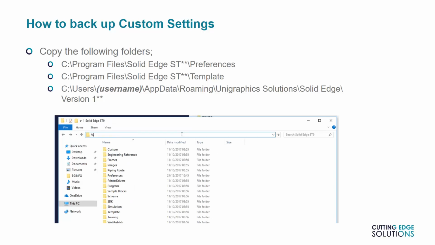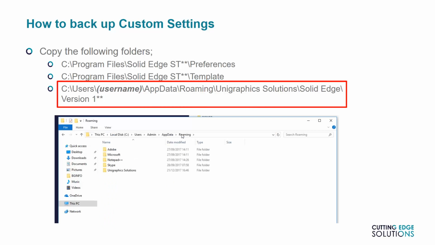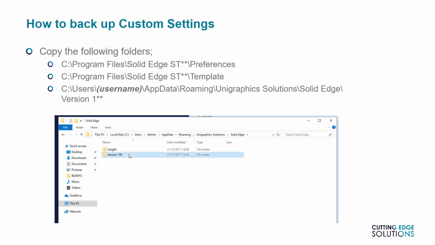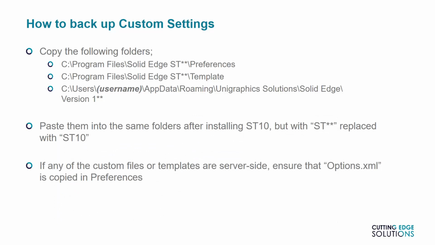Finally, custom button layouts are stored in the user's App Data folder. Many Microsoft Office applications share this behavior. One method of keeping these settings is simply to back up these three folders and then paste them into the same locations in ST10 after installation. For companies with most of their customizations server-side, the most important file to copy is the options.xml file from the Preferences folder, and we'll be covering in detail what all of these files do in a future EDGEcast episode.